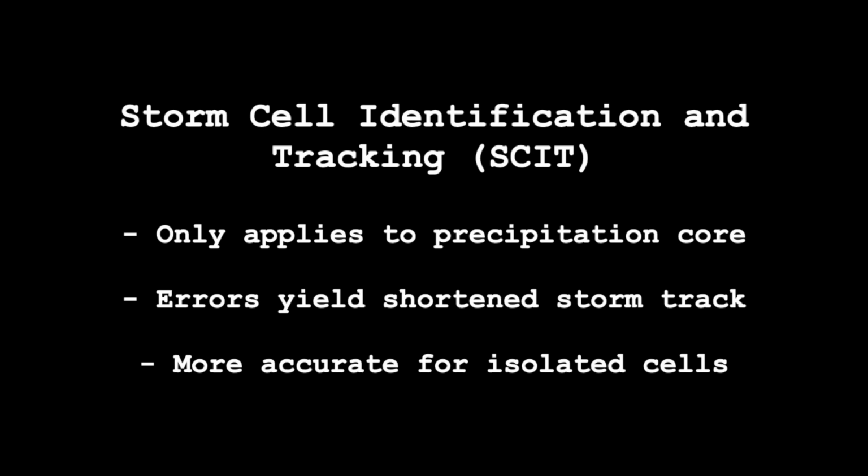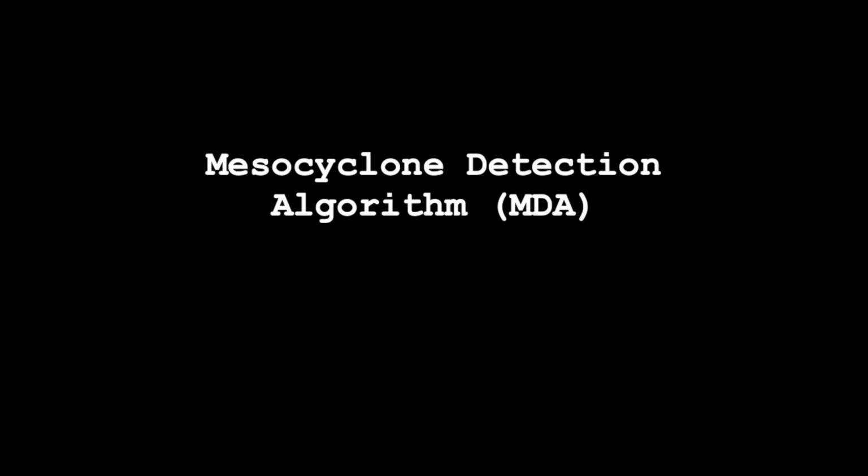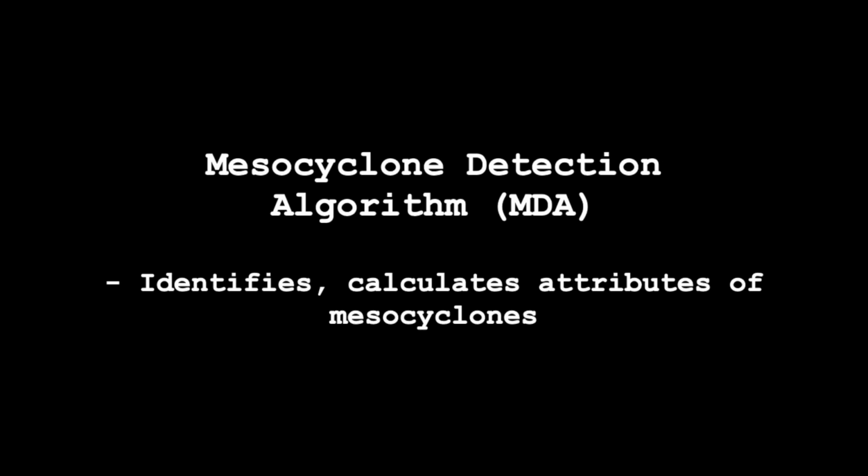Also, SCIT tends to perform better when storm cells are isolated rather than embedded within a large complex of storms. Modern radars also feature the Mesocyclone Detection Algorithm, or MDA, which analyzes data for rotational patterns meeting specific criteria for size, strength, vertical depth, and duration.